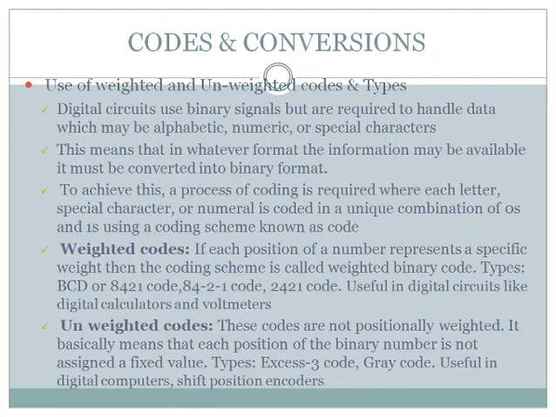The second category of codes is the unweighted codes, and these have the property that they don't have any positional weight. That means they are obtained in a different way, other than giving a weight to each position. Now we have certain examples and important codes under this category: XS3 code and gray code. Basically, unweighted codes are useful in digital computers and shaft position encoders.